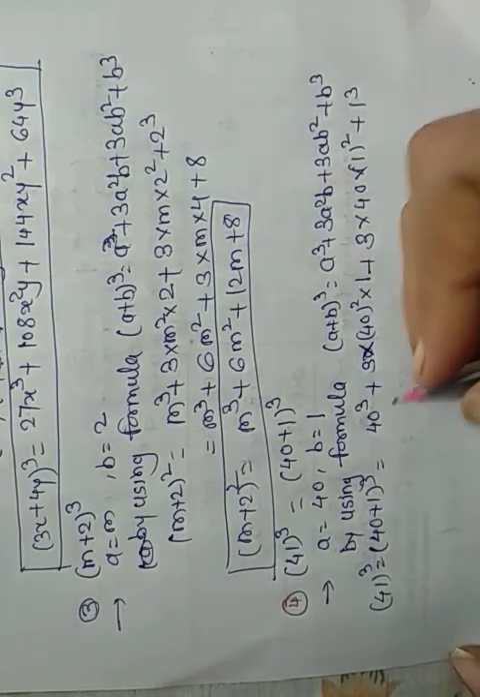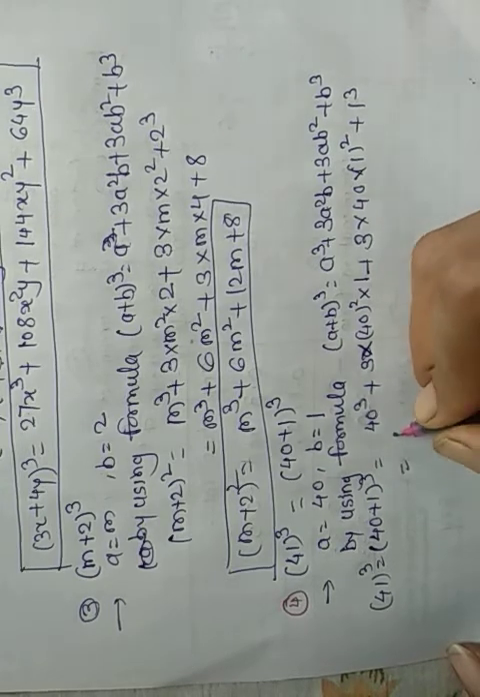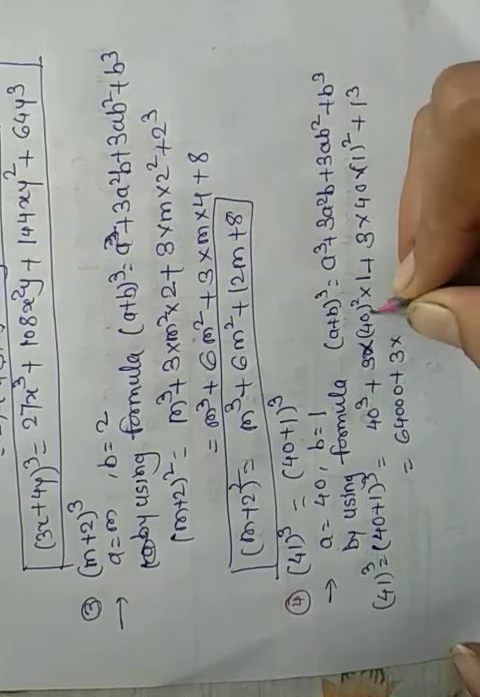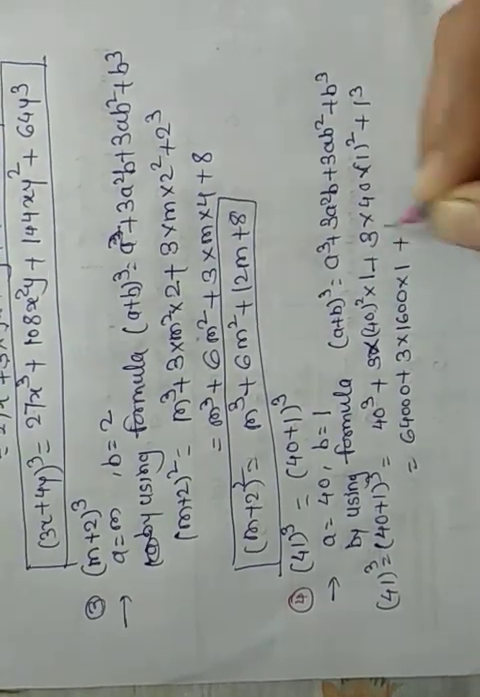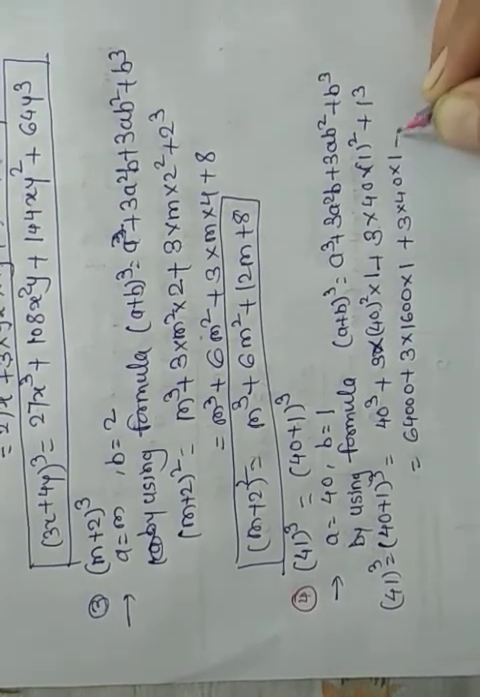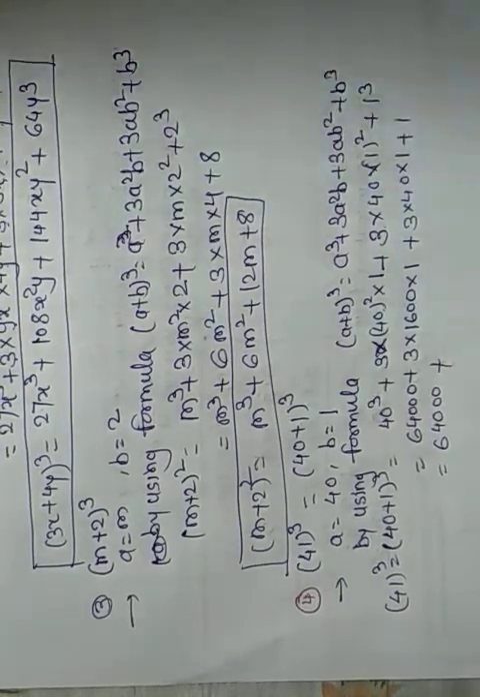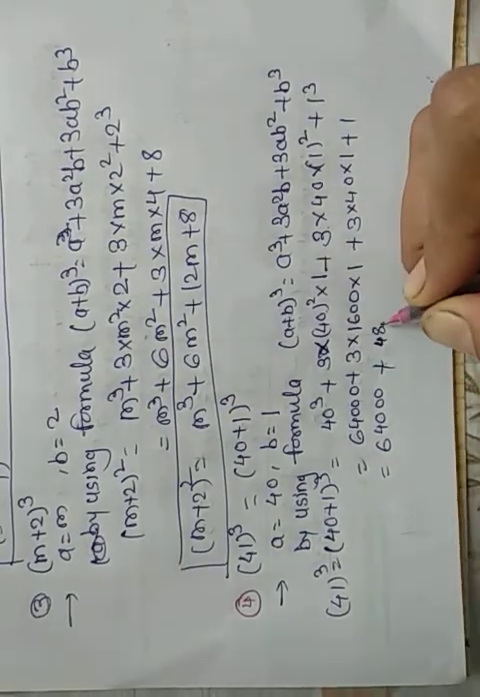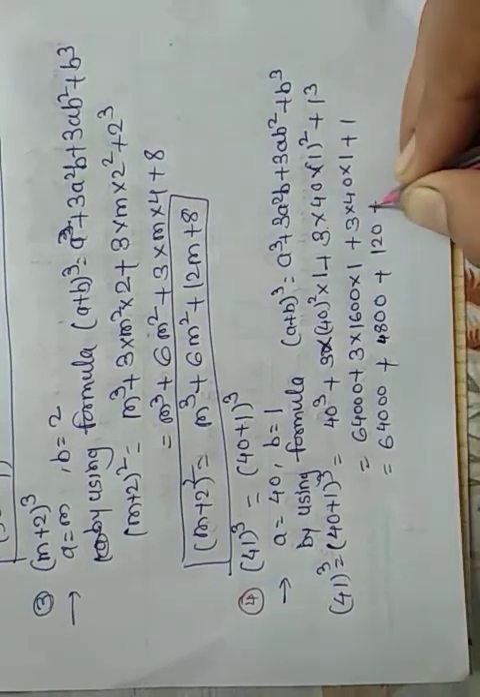Let's see here, the cube of 40 is 64,000 plus 3 into square of 40 is 1,600 into 1 plus 3 into 40 into square of 1 is 1 plus 1. Let's see here, 64,000 plus 3 into 1,600, that is 4,800 plus here 120 plus 1.